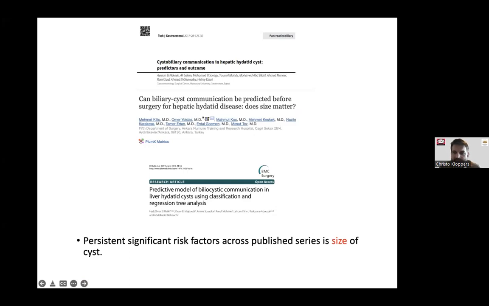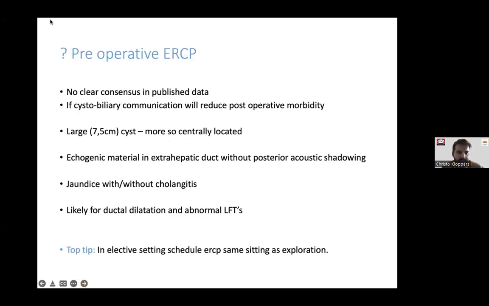So we always look for which patients we need to be proactive about a biliary fistula perioperatively or preoperatively, more importantly. The only consistent risk factor published across all published series is the size of the cyst. So big cysts obviously tend to, for both those reasons, be the ones complicating with fistulas. So which of these big hydatid cysts need preoperative ERCPs? Again, there is no complete consensus.